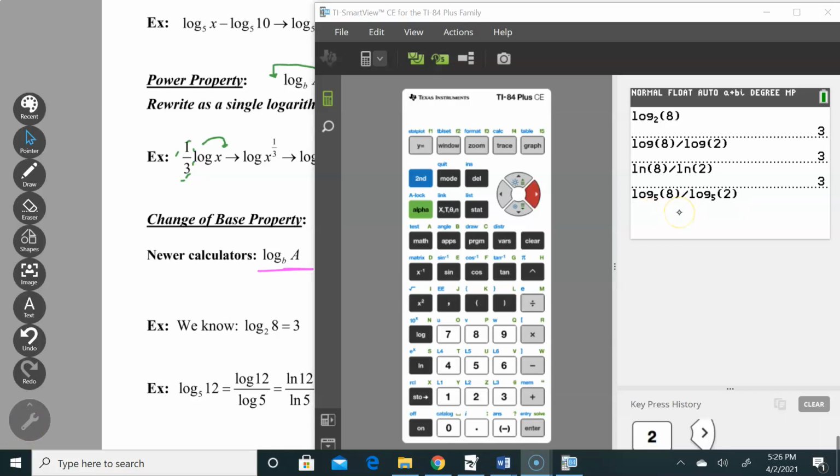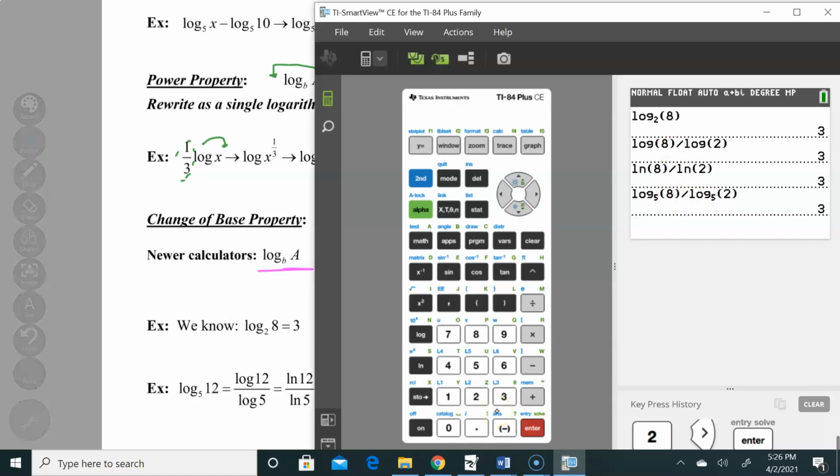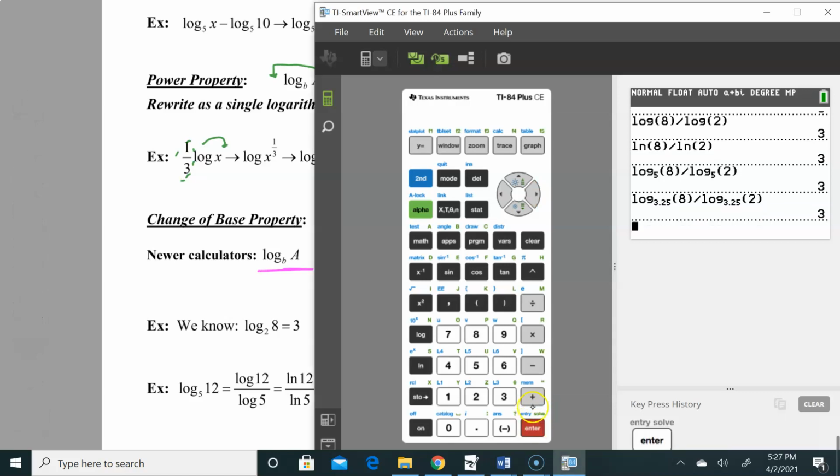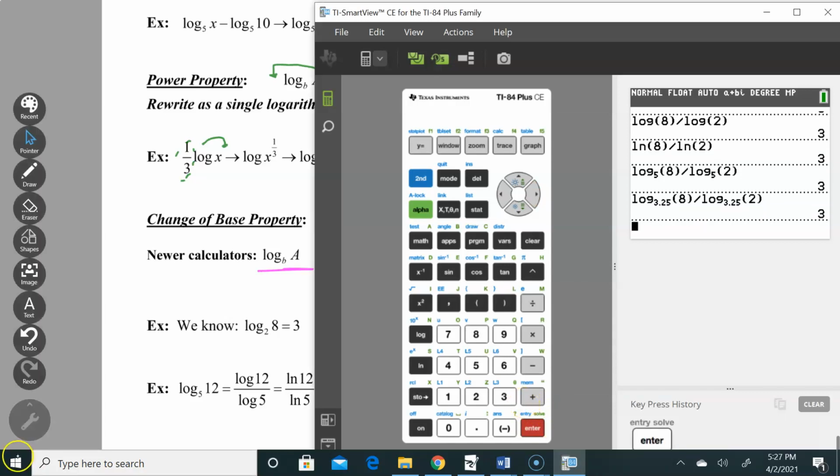So you can see I typed in log base 5 of 8 divided by log base 5 of 2. Same bases. It's basically 8 and a 2. I still get the result of 3. And it wouldn't matter what I would make the base as long as I make them the same base. So for the same example, I've just used a different base. I made both bases 3.25. As long as it's a positive number that isn't equal to 1 or 0, you can use any base you want, and I still get the result of 3.